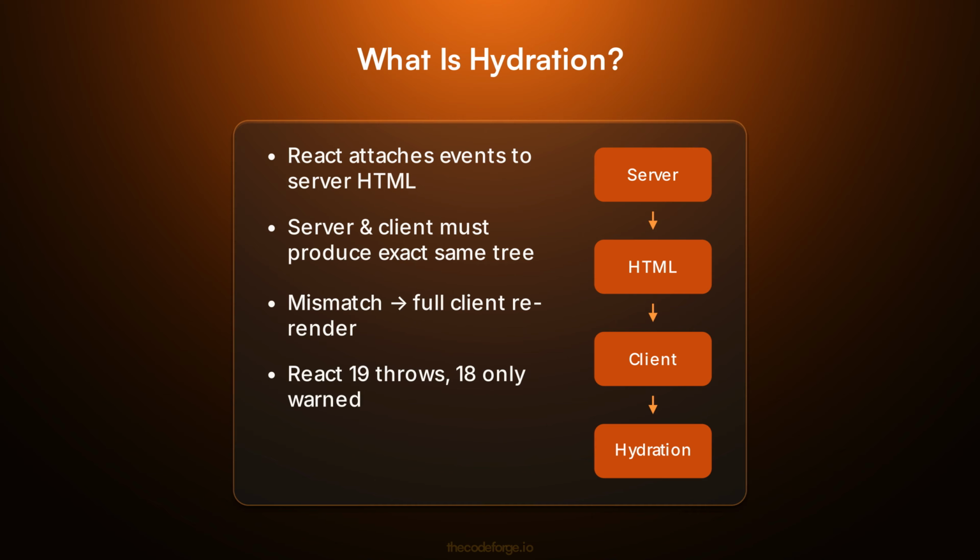For this to work, the server-rendered HTML must exactly match what React would render on the client. Any difference, even a single space, triggers a full client-side re-render, discarding the server's work. React 19 now throws hard errors on mismatches that React 18 only warned about.